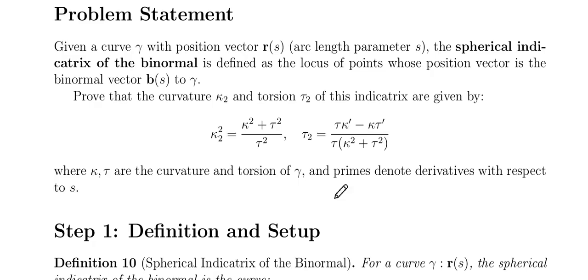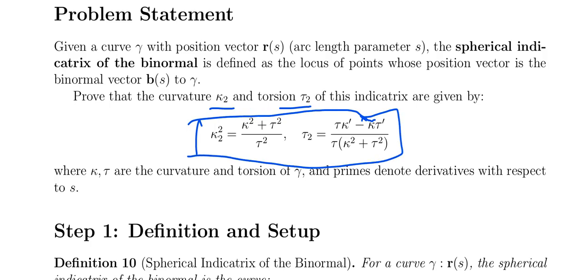Given a curve gamma with the position vector r of s, the spherical indicatrix of the binormal is defined as the locus of points whose position vector is the binormal vector b of s to gamma. The curvature kappa 2 and the torsion tau 2 of the indicatrix are given by kappa 2 equal to square root of kappa square plus tau square divided by tau, and tau 2 equal to tau kappa dash minus tau dash kappa divided by tau into kappa square plus tau square.